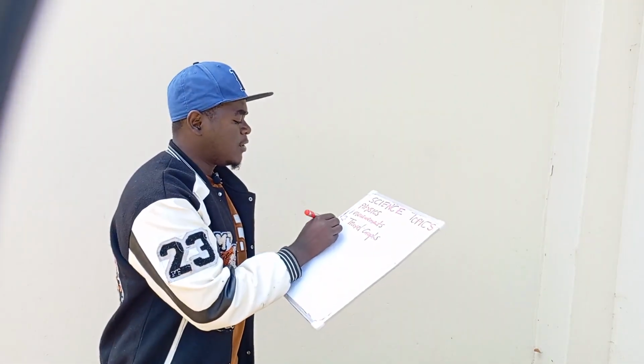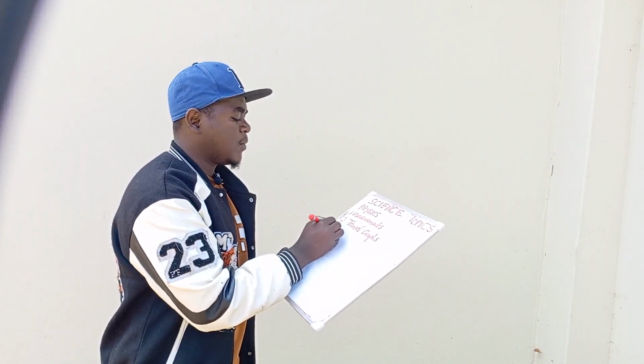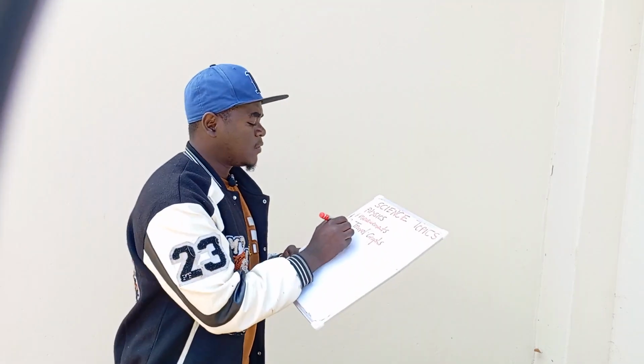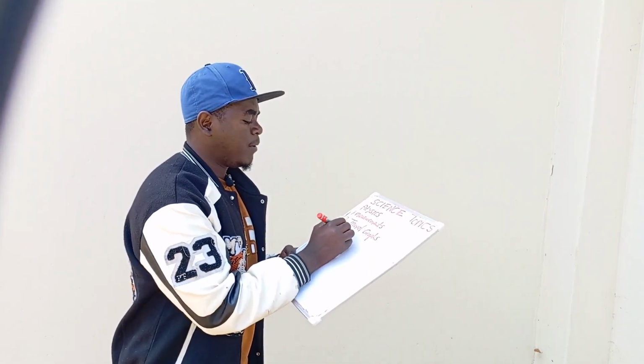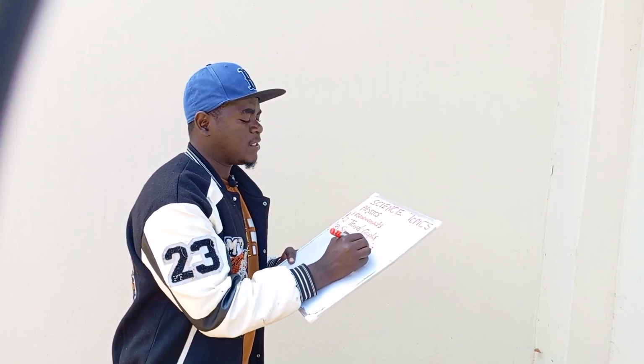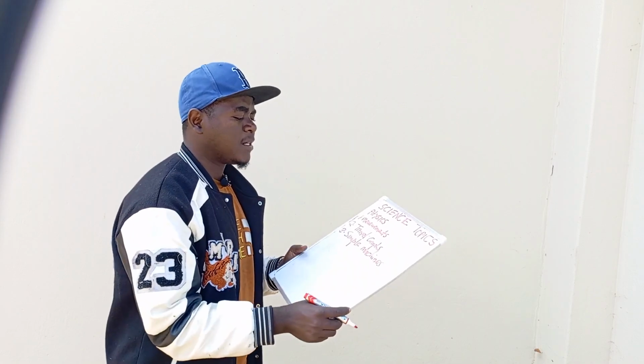We go to the third one. So the third one that you need to get, you say, okay, what am I supposed to know? You need to know simple machines. So I'll write simple machines. You need to know simple machines.